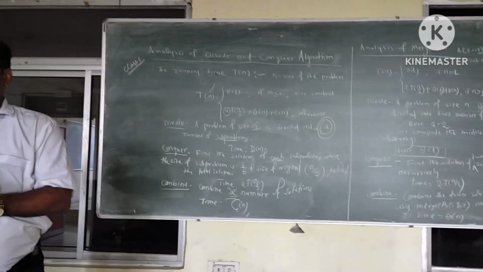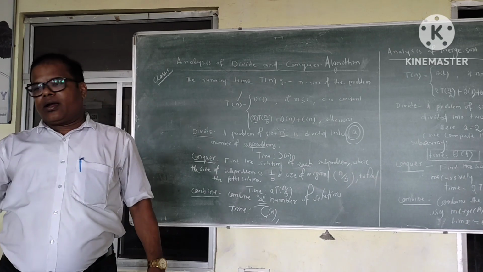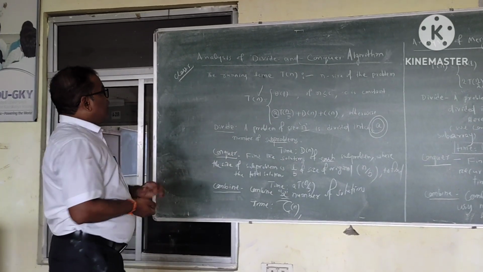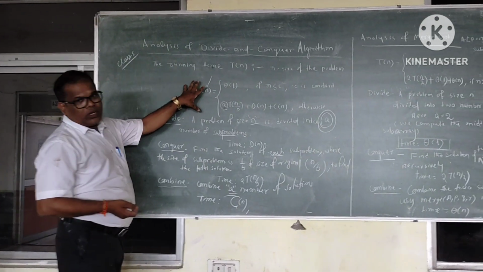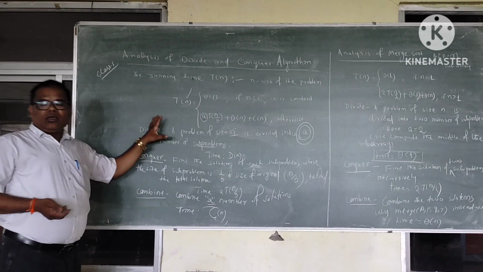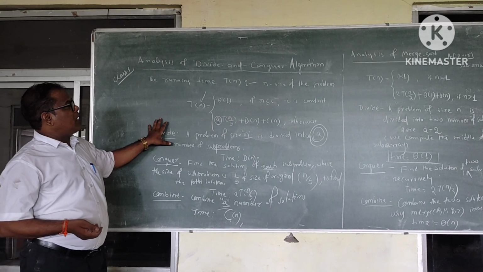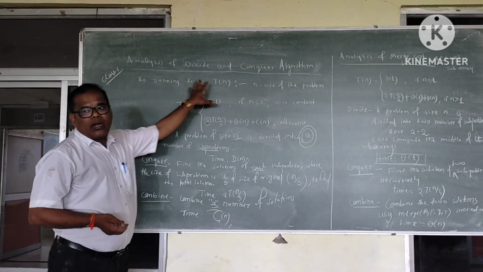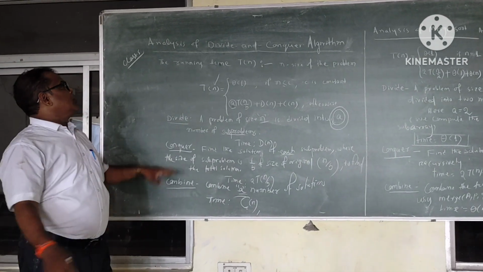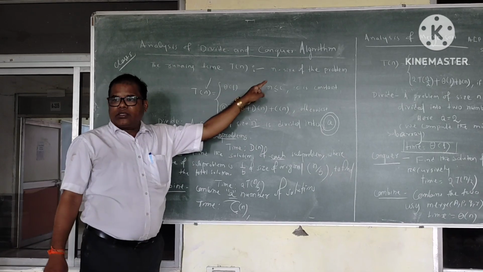Merge sort. Merge sort is basically focused on the divide and conquer approach of algorithm design, and here we are focused on the running time of merge sort. For understanding the running time of merge sort, we should first understand how we express the time complexity of any divide and conquer algorithm. The running time is denoted by T of n, where n is the size of the problem.